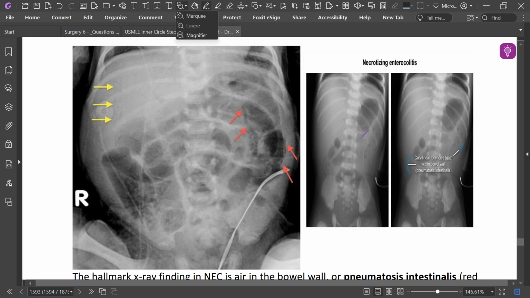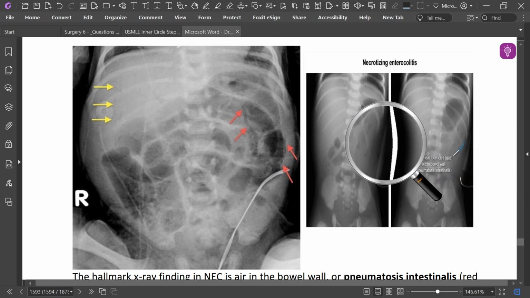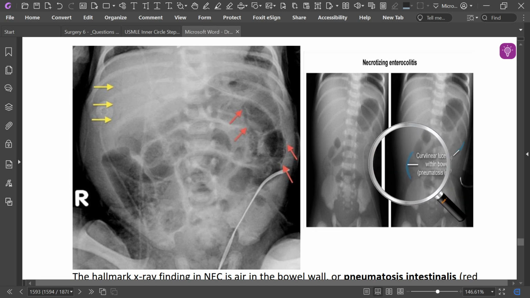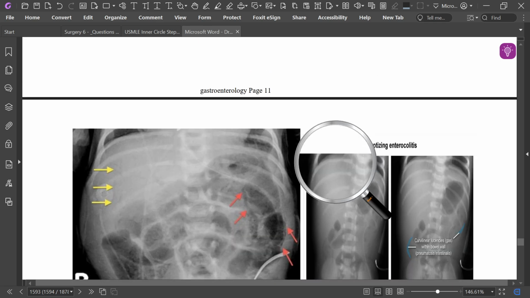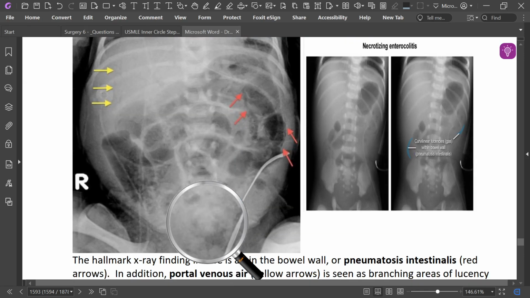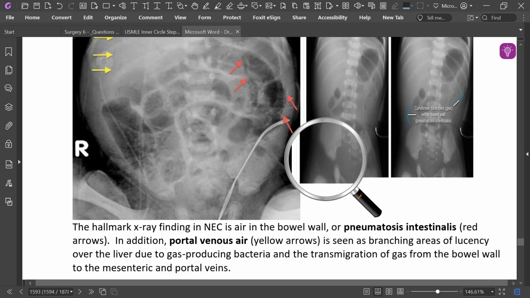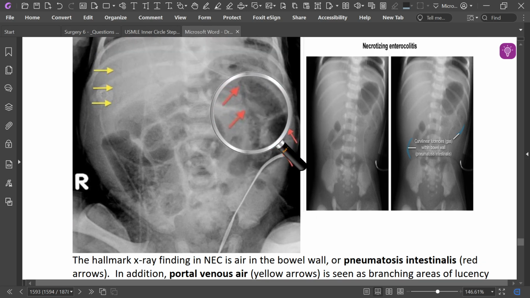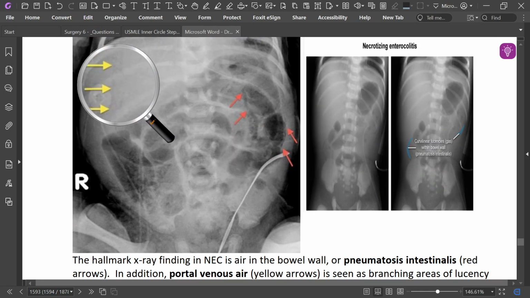Look at this picture in the brief. There is curvilinear lucency with bowel wall pneumatosis intestinalis, curvilinear lucency within the bowel wall. Pneumatosis intestinalis and pneumoperitoneum, here in the peritoneum. These are the two features. Look at this pneumatosis intestinalis, the red arrow. In addition, there is portal venous gas here.